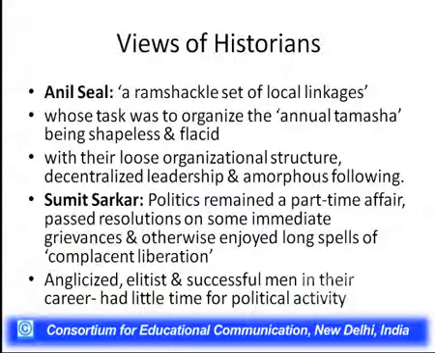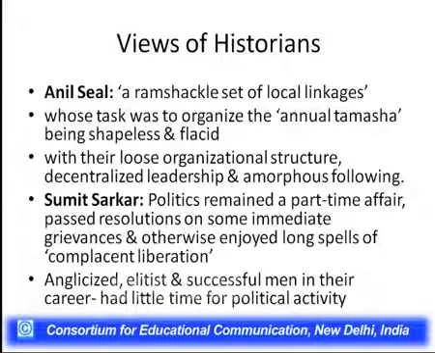So what we see is that a number of historians, especially the Cambridge historians, have criticized the moderate phase of the nationalist politics. Rather, they have criticized the entire Indian national movement, and the beginning of the Indian national movement was through the moderate phase. And Anil Seal is one of the Cambridge or imperialist historians who argues that the Congress sessions were rather tamashas.